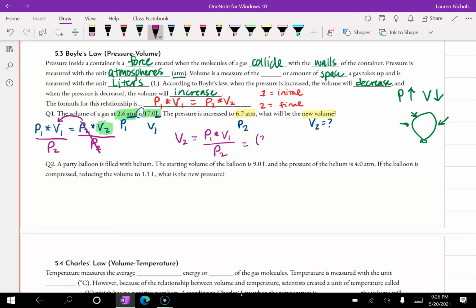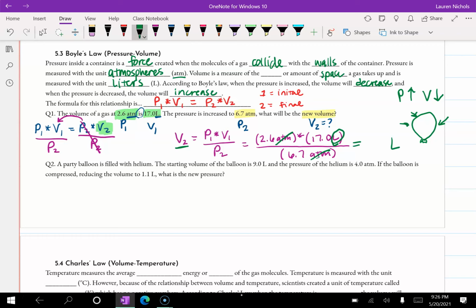P1 is 2.6 atmospheres. V1, oops, let me draw my multiplication sign. V1 is 17.0 liters, and my P2 is 6.7 atmospheres. Now, so many of you forget to actually include your unit with your number, but it's important because we see here that atmospheres is going to cancel out, and we're going to be left with just liters, which is good because I'm trying to find volume. So that is what it should be.